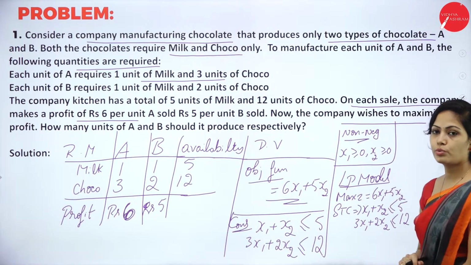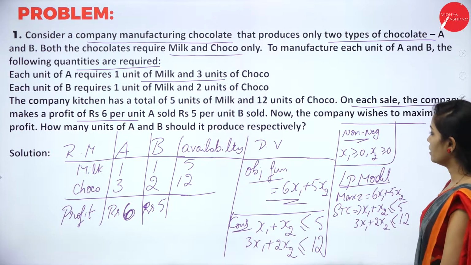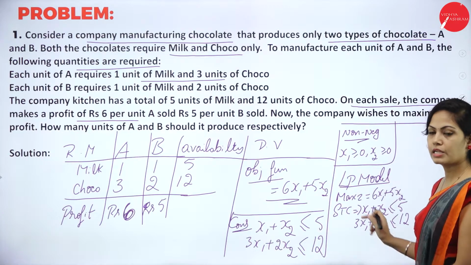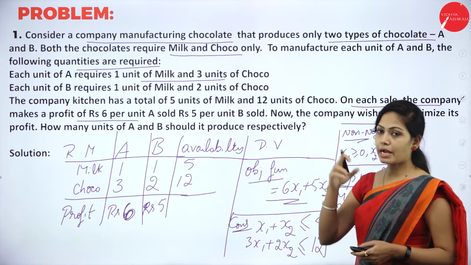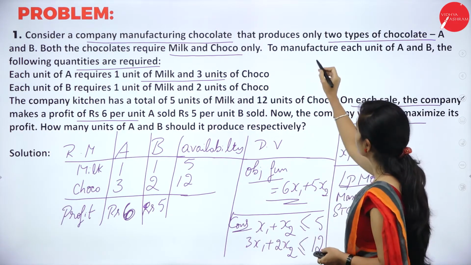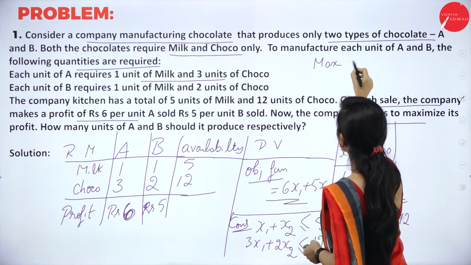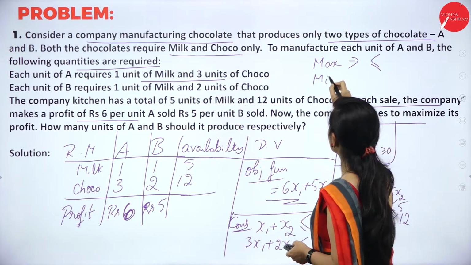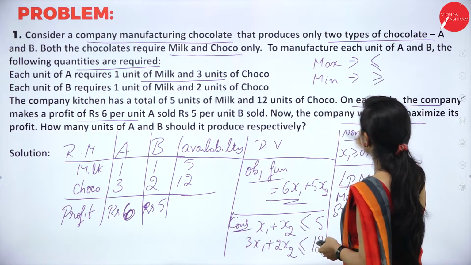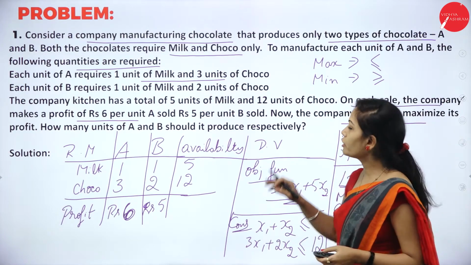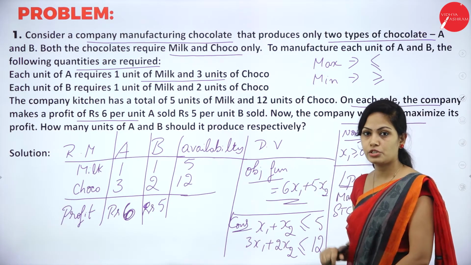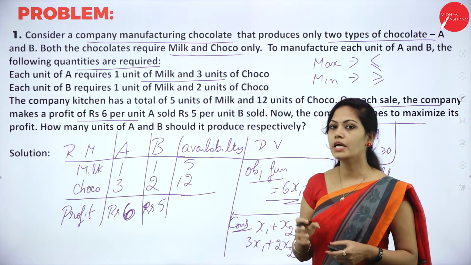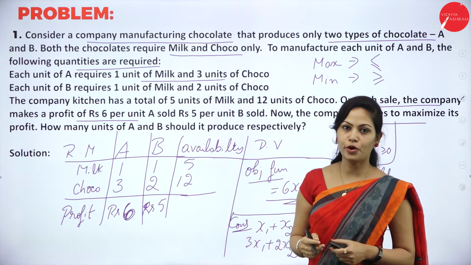Why is it less than or equal to 5 and less than or equal to 12? As availability, I have considered less than or equal to 5 and less than or equal to 12, because this question is a maximization problem. If it is a maximization problem, you need to use less than or equal to with the constraints, and if it is a minimization problem, you need to use greater than or equal to constraints. How can you find out whether it is maximization or minimization? If you find keywords like manufacturing, produces, creates, it is a maximization problem.